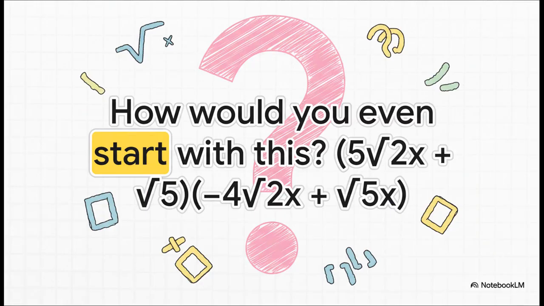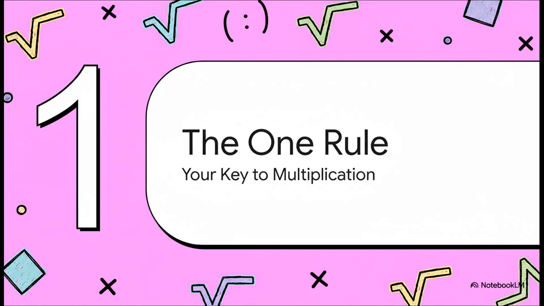All right, just look at this thing. Seriously, how would you even start? It's like a complete jumble of numbers, variables, and those little square root signs all over the place. But I promise you, this is not nearly as scary as it looks. In just a few minutes, we're going to come right back to this exact problem, and you will know precisely what to do. So, where do you even begin with something like that?